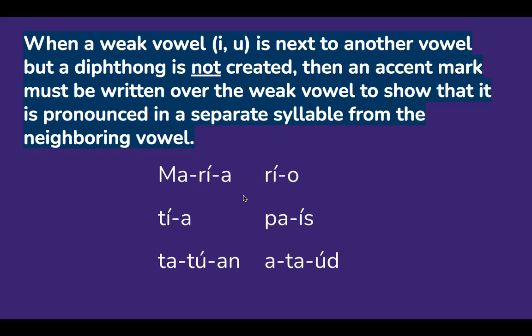As you can see, when the weak vowel is pronounced with a stronger pronunciation in some words, and it separates from the vowel adjacent to it, then we must write an accent mark over the weak vowel to show that it is pronounced strongly and in a separate syllable from the neighboring vowel. That is why the word María has an accent.